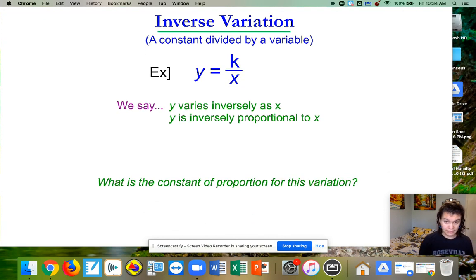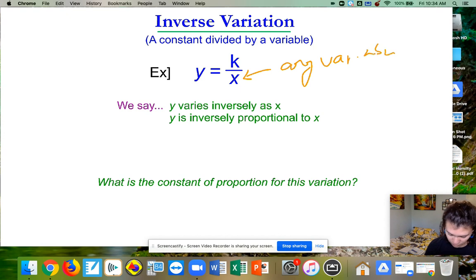Inverse, same idea, except you have y equals k over x because you have a negative x value. Again, this can be any variable. We'll rewrite that.